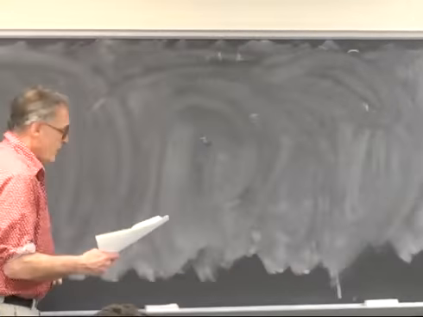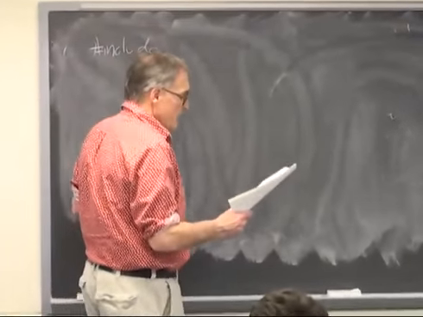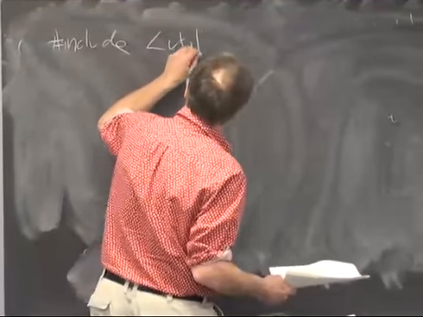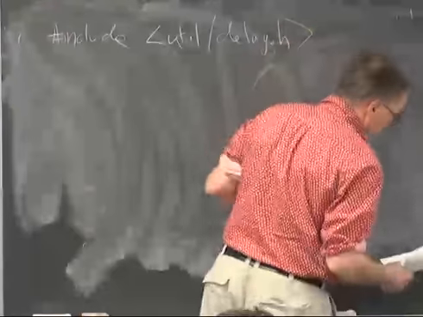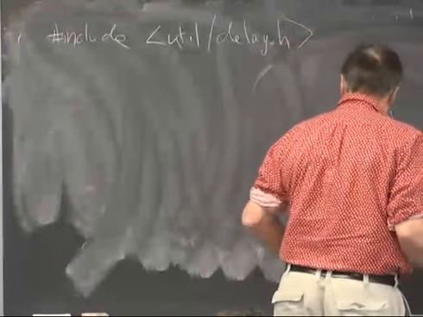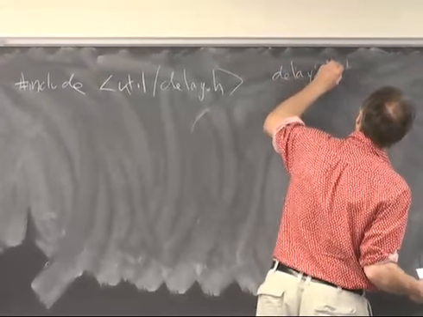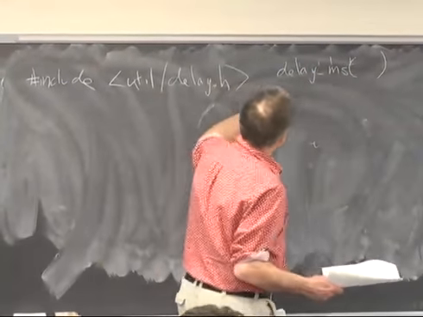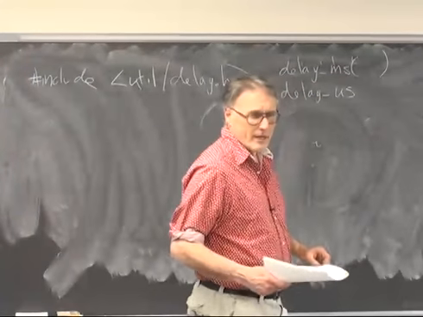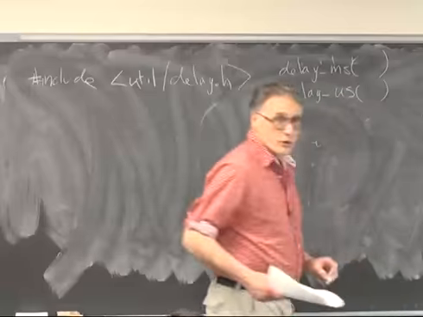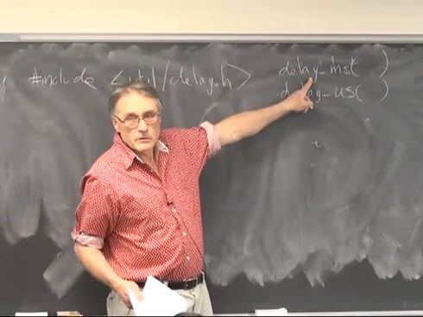This particular code includes util/delay.h. And there are 2 main functions in this: delay underscore millisecond, which takes a parameter, and delay underscore microsecond, which is actually a u and not a mu, which takes a microsecond measure. And you will never use this function.